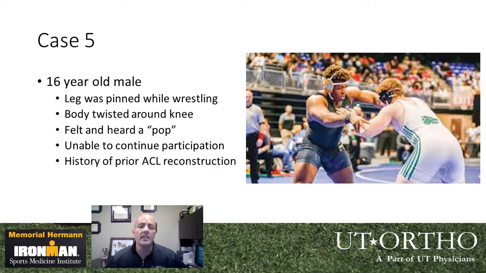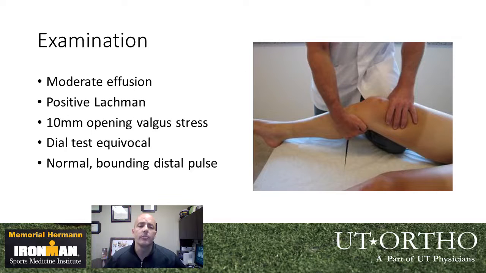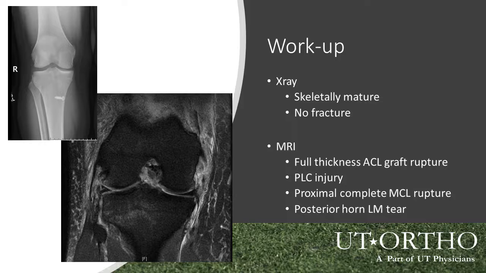He has moderate effusion, positive Lachman. He opens with valgus stress. His dial test is equivocal, and he has normal bounding distal pulses. His workup includes x-ray, which shows no significant abnormality or fracture. His MRI shows full thickness ACL graft rupture, posterolateral corner injury, complete disruption of the medial collateral ligament from the femur, and a posterior horn lateral meniscus root equivalent tear.